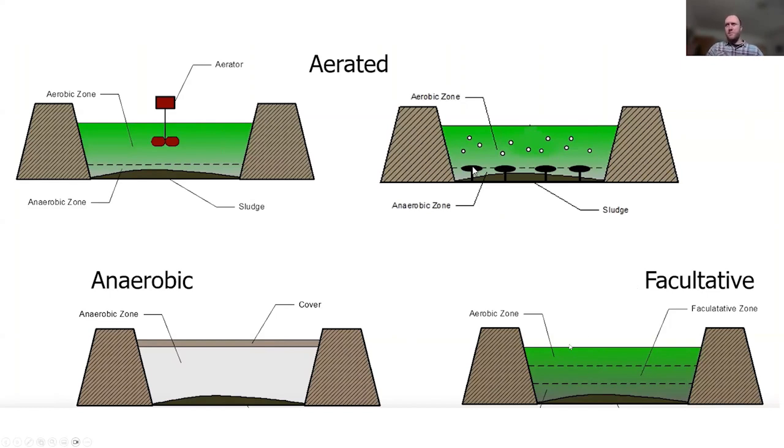And then on the bottom right is the facultative lagoon. This is really just utilizing both processes. There's this aerobic zone on the top and then anaerobic on the bottom, and then there's this facultative zone kind of in the middle. So best of all the worlds.